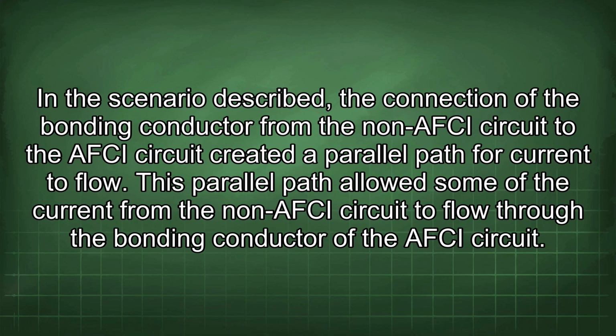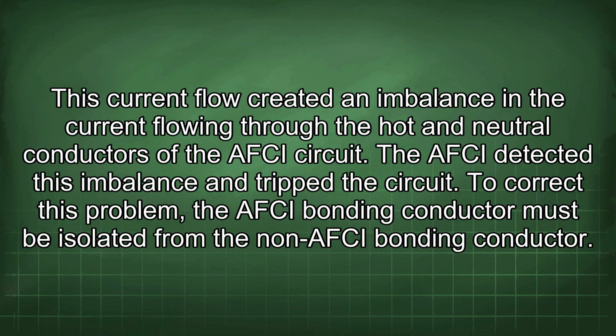In the scenario described, the connection of the bonding conductor from the non-AFCI circuit to the AFCI circuit created a parallel path for current to flow. This parallel path allowed some of the current from the non-AFCI circuit to flow through the bonding conductor of the AFCI circuit. This current flow created an imbalance in the current flowing through the hot and neutral conductors of the AFCI circuit. The AFCI detected this imbalance and tripped the circuit.